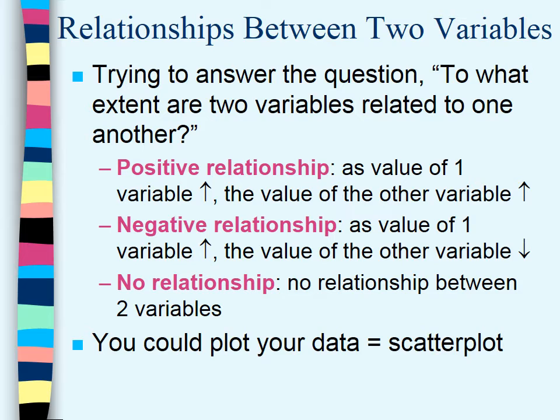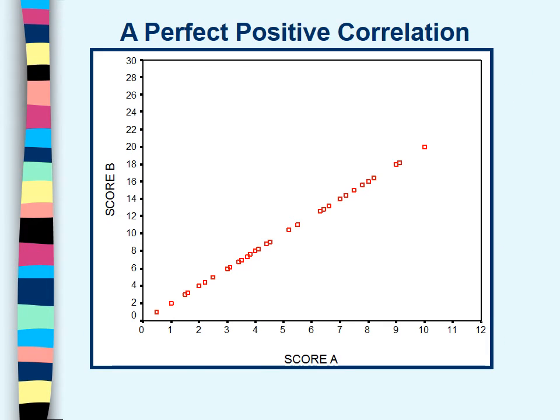You can plot this type of data on what's called a scatter plot. Here's a really nice example of a perfect positive correlation. You can see scores A on the x-axis and scores B on the y-axis, and as score A goes up, score B goes up. And so that is a perfect positive correlation.